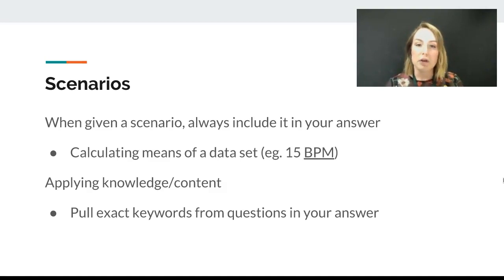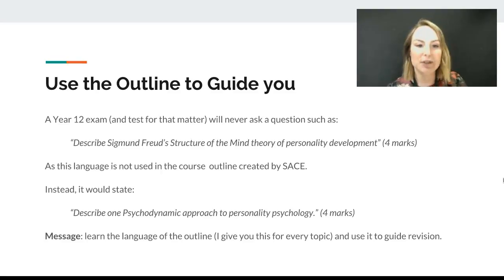Okay, if it's a long scenario, don't feel like you have to reword the scenario. It's not a trick. Pull keywords from that scenario in your answer. Super easy, but students sometimes get confused and feel like they have to rewrite it as though it's an English test. Okay, pull keywords.